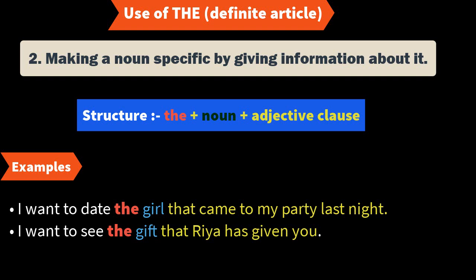I have to give necessary information to make the girl specific. And how do I do it? I use an adjective clause after the noun to make the noun specific. So, I say I want to date the girl that came to my party last night. The girl, which girl? That came to my party last night. Now the noun has become specific. Next example, I want to see the gift that Ria has given you. Which gift am I talking about? I'm talking about the gift that Ria has given you. I'm talking about a specific thing, a specific gift. Which gift? The gift that Ria has given you. So that's rule number two.